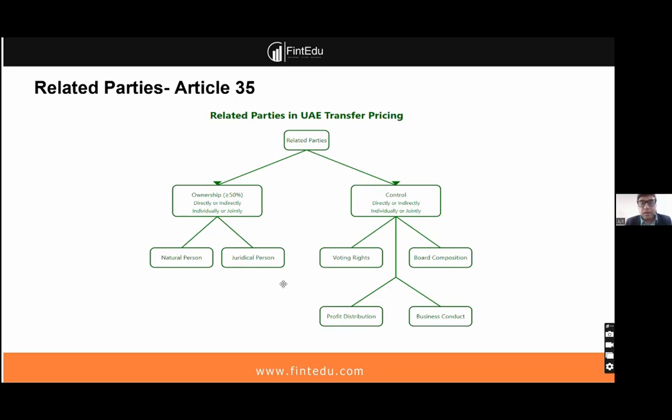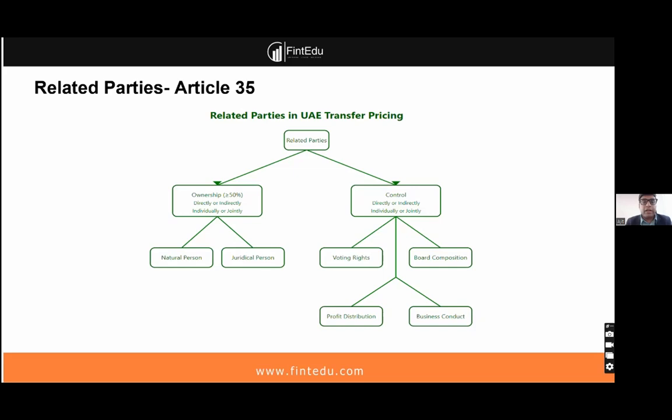The second aspect is control. This makes the related party definition very broad and wide. Similar to ownership interest, it can be direct, indirect, individual or joint. Control can be in the form of voting rights, composition of the board of directors, decision making related to the board of directors, or profit entitlement, like with third parties. If one entity is providing technology to another entity and agreeing to 50% or more of the profit, that profit entitlement can make two third parties related parties. Then there is significant influence, like management support, strategic services, decision making. Even if there is no ownership interest, two entities can be related parties.